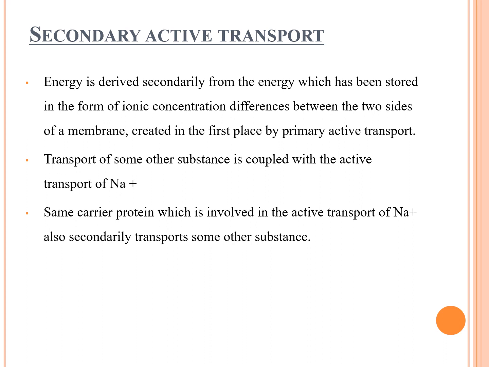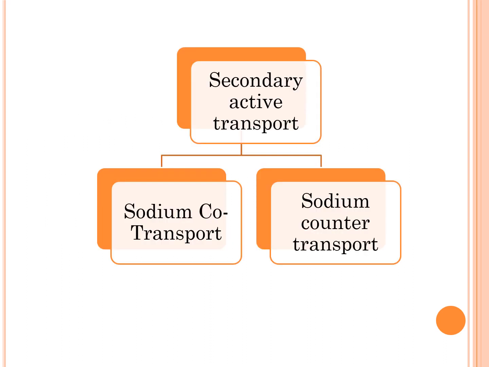Coming to secondary active transport, I told you that here the energy is derived secondarily from the energy stored in the form of ionic concentration differences between the two sides of the membrane, which is created in the first place by primary active transport. So here the substance will be coupled with the active transport of sodium. That is why secondary active transport is classified into two types: sodium co-transport and sodium counter-transport.